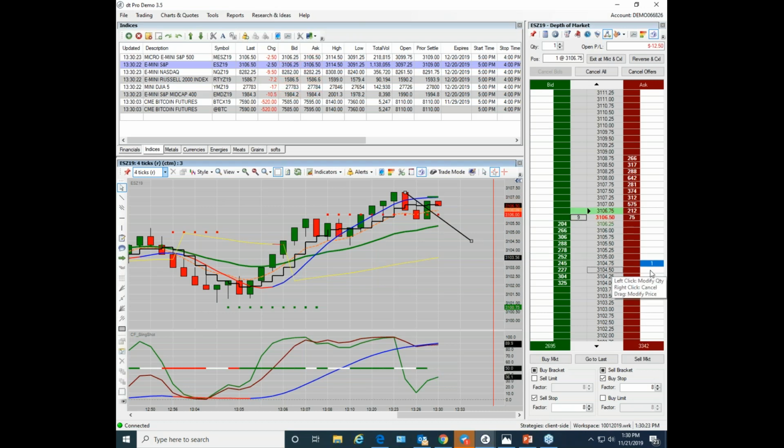Rules of engagement. Here's our stop loss here. No matter what happens from this point, everything is fair game.